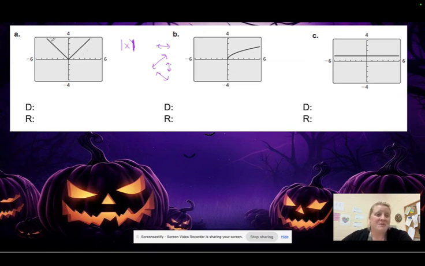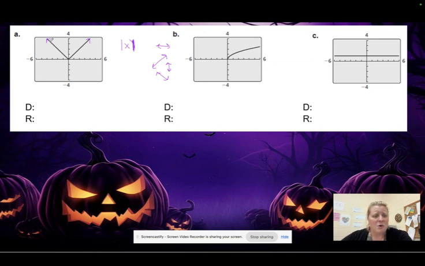So some of our graphs make V's, some of them make sideways arcs, some of them make smiley faces and frowny faces. So we'll learn about that a little bit later. For right now, I just want you to look at this and tell me the domain and range. All right, but this is what absolute value of x looks like. It actually makes a V.